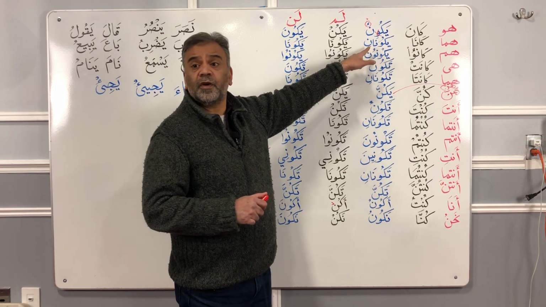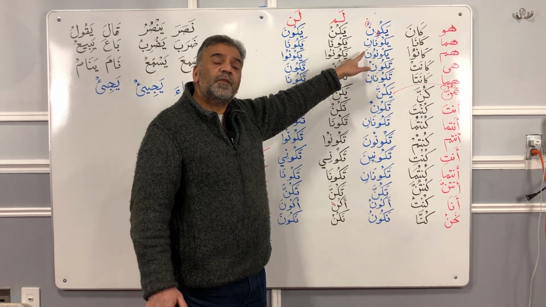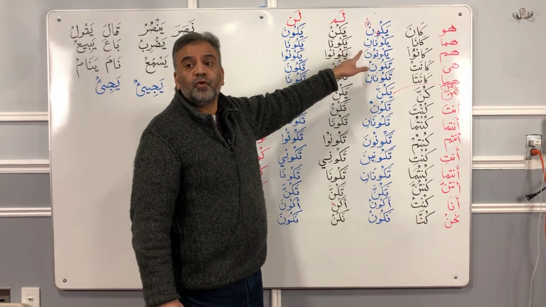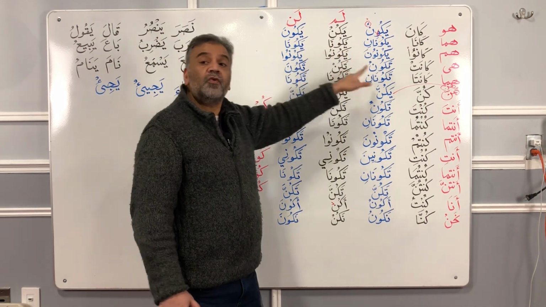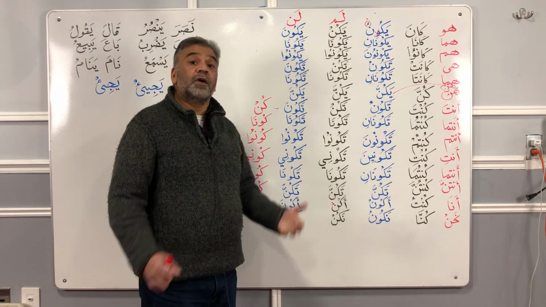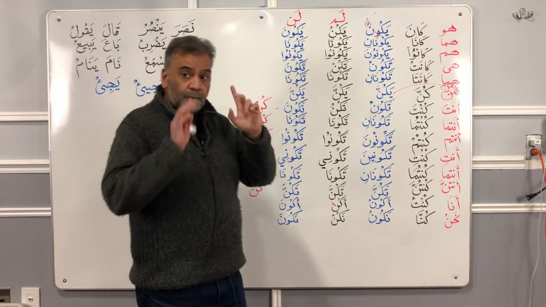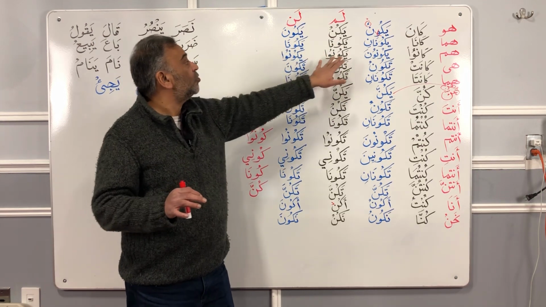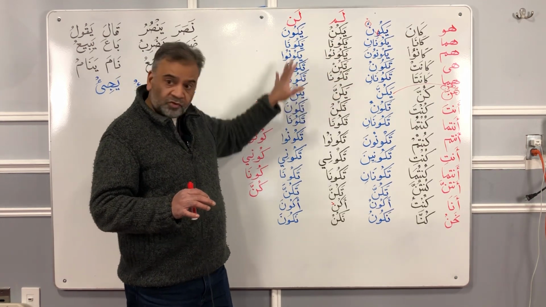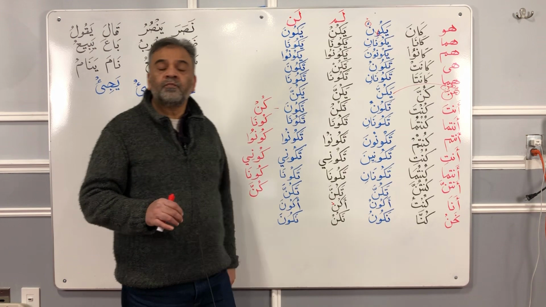Yakunani, is it marfu? What is the sign of it being marfu? Noon. We drop the noon, it will become majzoom. Again we drop the noon, it will become mansoob. Now, the important thing is yakuna and yakuna, yakunu and yakunu, and most of them are similar except for a few.